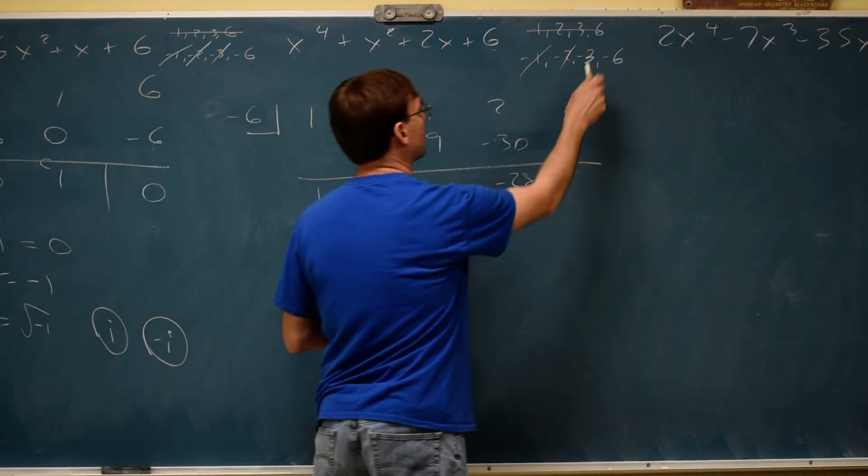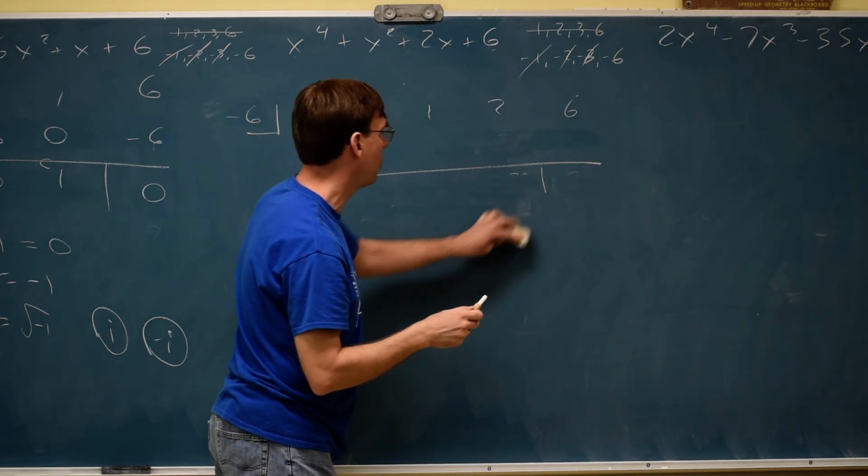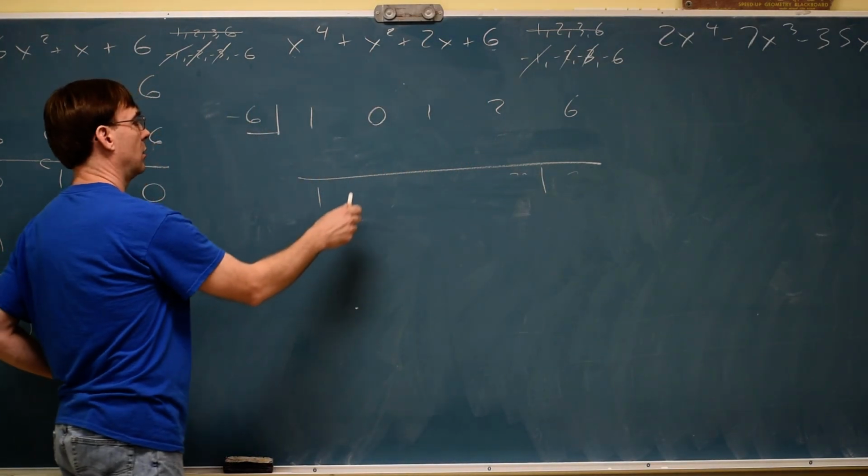So it's negative 6, do or die. If negative 6 works, we're going to keep working this problem. If negative 6 doesn't work, we're just out.